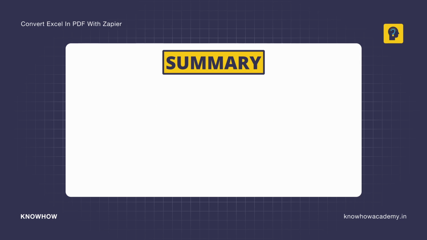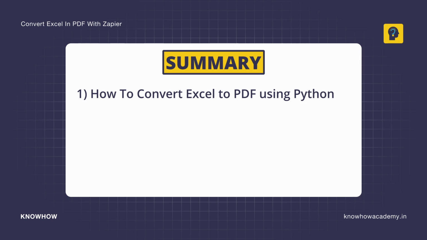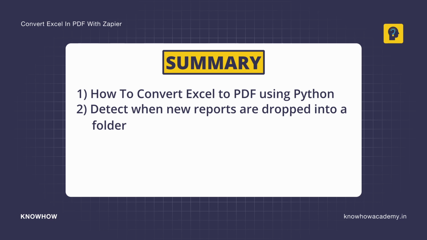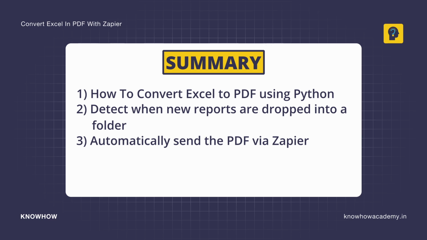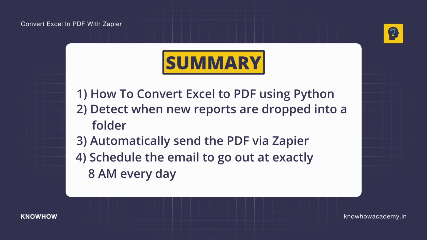So in this video, we have covered how to convert Excel to PDF using Python, detect when new reports are dropped into a folder, then automatically send a PDF via Zapier, and schedule the email to go out at exactly 8 a.m. every day. Since we have scheduled it for 8 a.m., we have seen the previous ones which have been sent, but not the exact one right now. We can check it out later once the time has arrived. Now that's it. You have just automated an entire reporting pipeline from Excel to PDF to inbox, delivered at 8 a.m. without touching a thing.